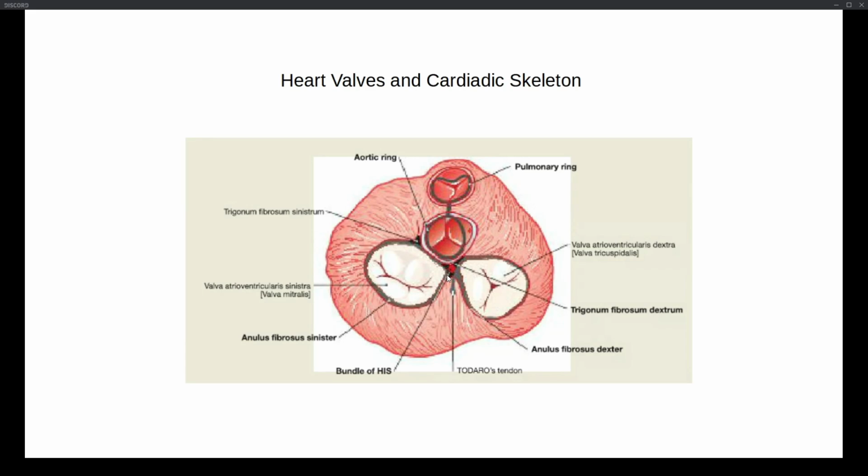And over here you have the aortic ring and the pulmonary ring. Basically, the opening from the left ventricle and the right ventricle into their respective blood vessel. And over here you have again the tendon of Todaro. We will leave out this one a little bit. I don't even know why it's here again. We will focus on the aortic and pulmonary ring.